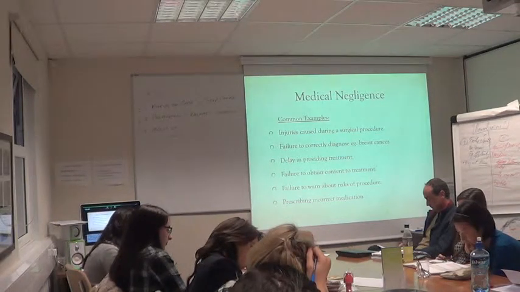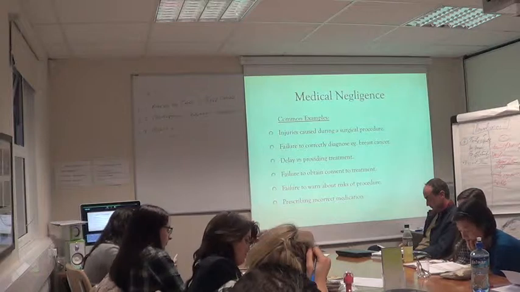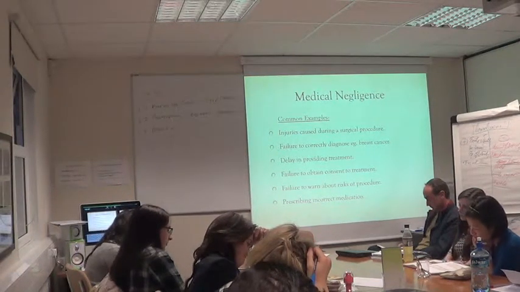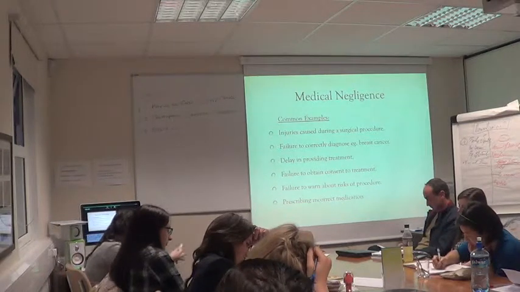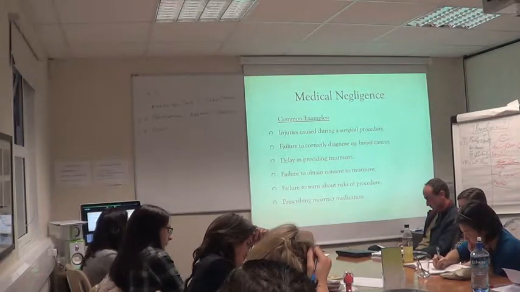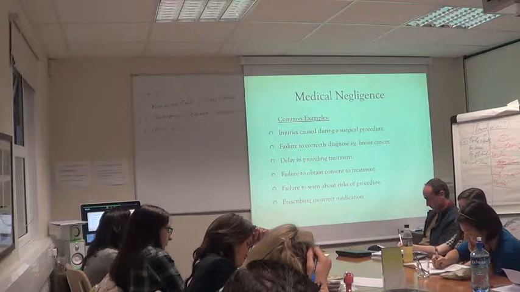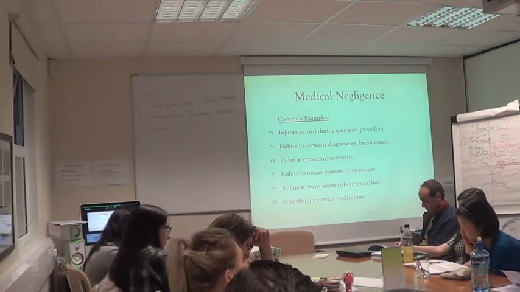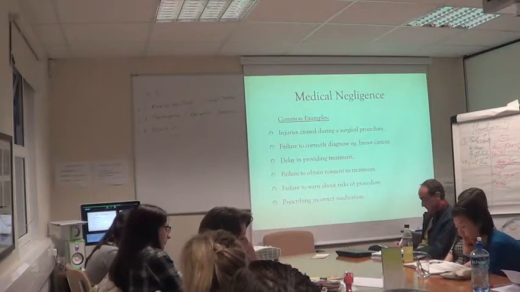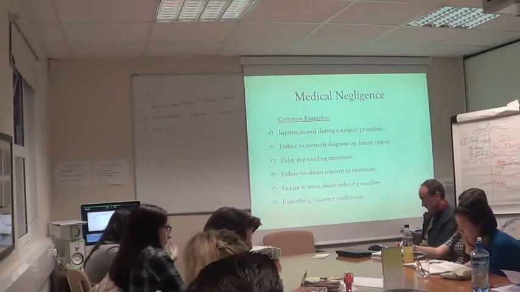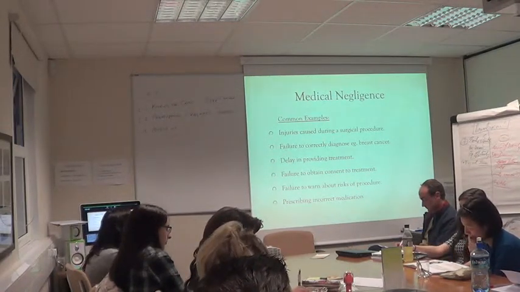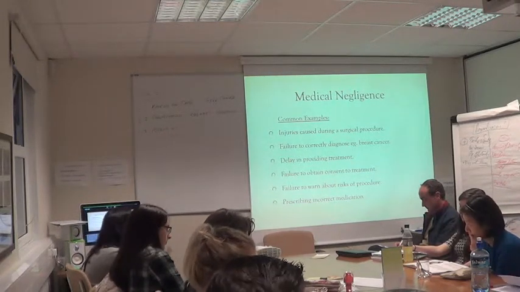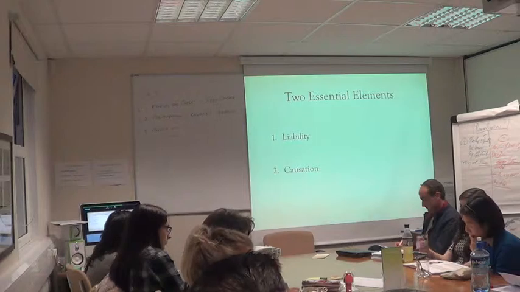Okay, so you may know this from tort. If you touch a patient, if you carry out a procedure on a patient without obtaining consent, you're committing a trespass to that patient. Okay? Failure to warn about the risks of a procedure. Okay, so this is again getting back to informed consent. Okay, the patient should have informed consent of a particular procedure. And finally, prescribing incorrect medication. Okay, so these could all be deemed to be types of medical negligence.